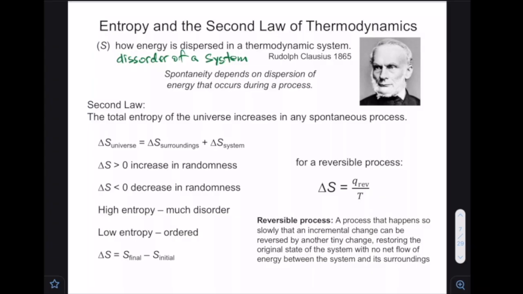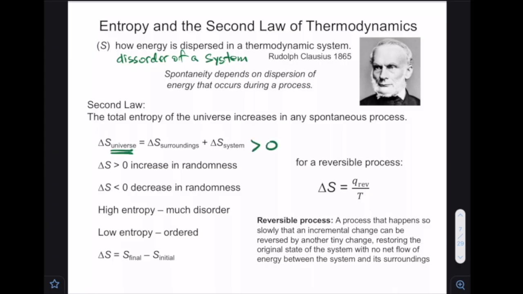The second law of thermodynamics is that the total entropy of the universe, not just the system, but the entropy of the universe, will increase in any spontaneous process. So now that you understand what a spontaneous process is, you do have something that's happening spontaneously in the system that does have an effect on the surroundings. But the delta S, or the change in entropy of the universe, that's the one thing that is going to increase in a spontaneous process. That means this has to be greater than zero, right?